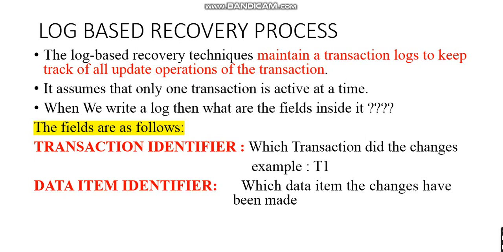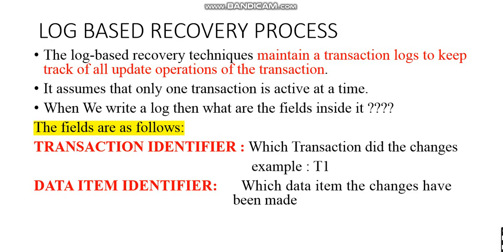Now the fields are as follows: transaction identifier, data identifier, old value, new value. Now what is the transaction identifier? This tells us which transaction did the changes. Example, here the transaction is T1. T1 started execution, T1 read a certain value, T1 did the modification. The transaction identifier here, T1, is the transaction.